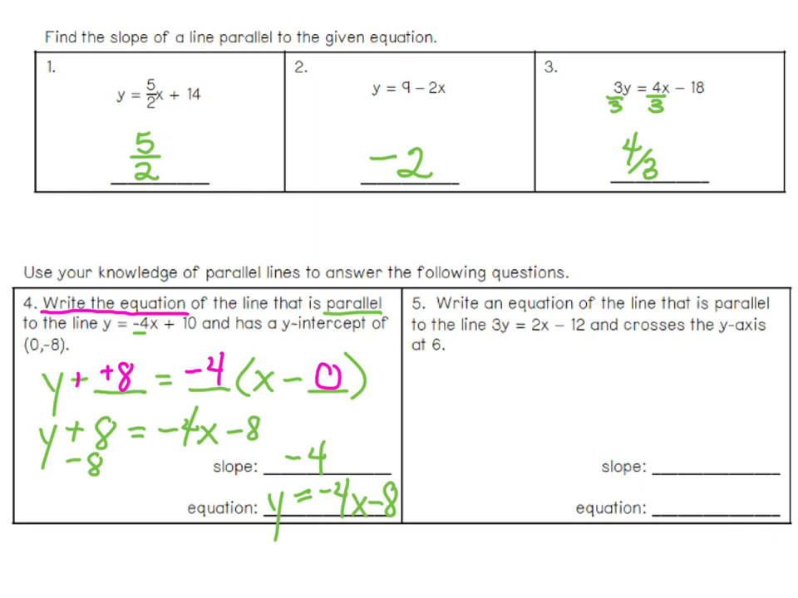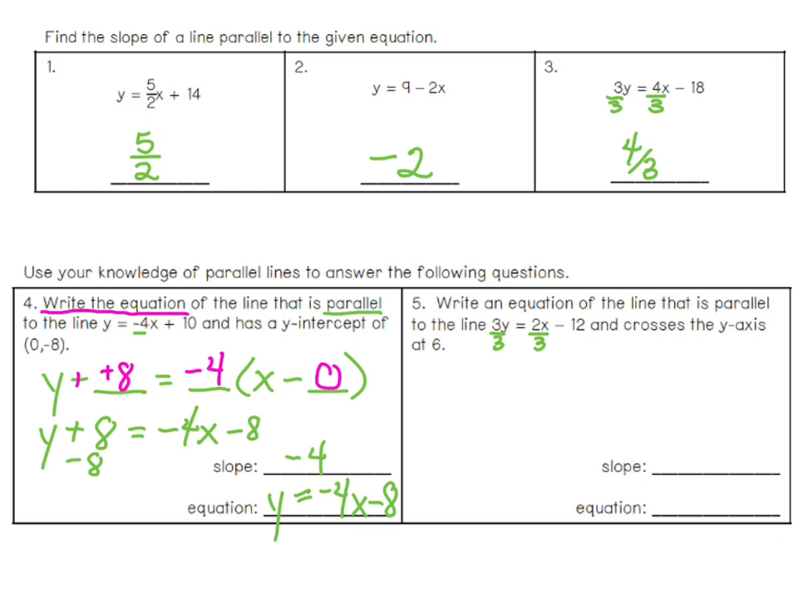Okay, so again, let's look at number 5, the same thing. The only difference is we don't know the slope of the given line because it's not in the right format. We have to have y equals. So we're going to divide by 3. And again, I'm not going to divide the negative 12 by 3 because I just want to grab the slope off of this line. Because I'm going to write another equation that has a slope of 2/3 so that it will be parallel to this line.